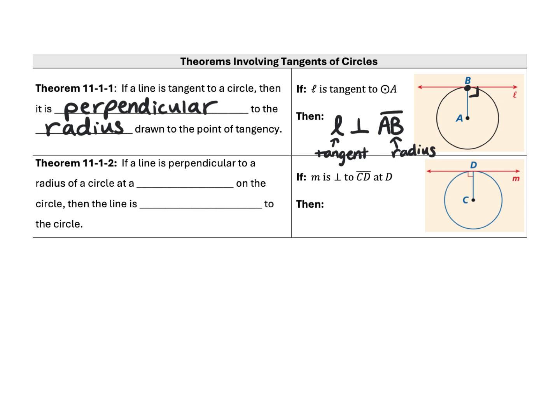The next theorem is really just the converse of the first theorem here. If a line is perpendicular to a radius of a circle at a point on a circle, then the line is tangent to the circle. So in our picture here, if M is perpendicular to CD at D, then M is tangent to circle C.